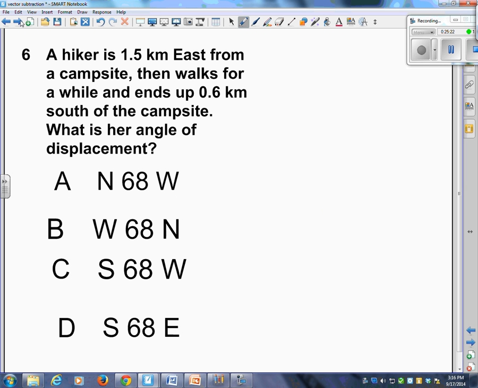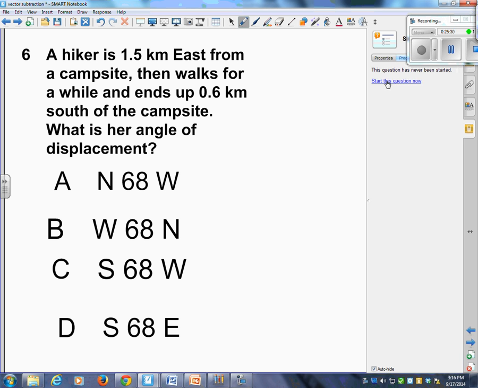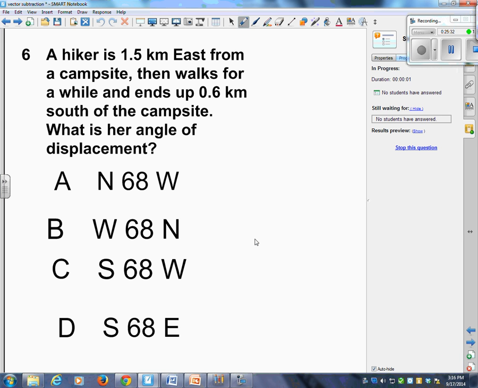What's the angle of displacement? How do you tell me? A, B, C, or D? First of all, you just do it.